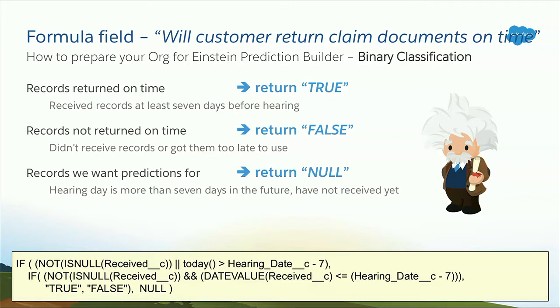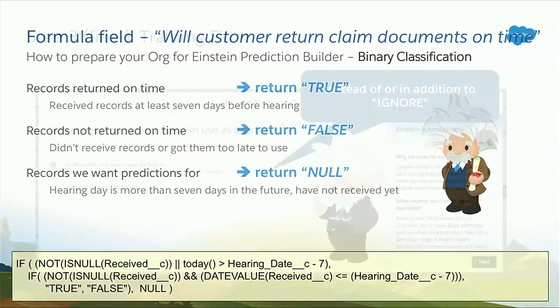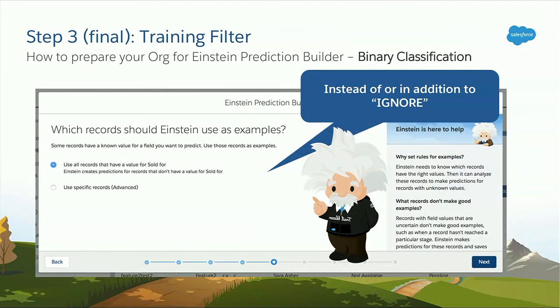And here, as you can see, the formula can be more complex because you have to take care about the date and the -7, etc. But it's still a simple one. True, false, null, ignore. And the last final step is a training filter.